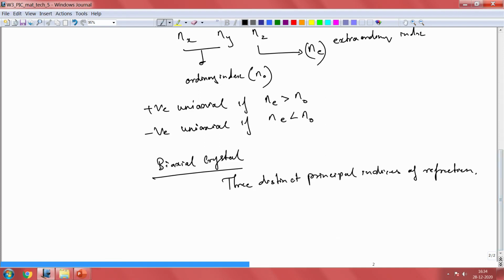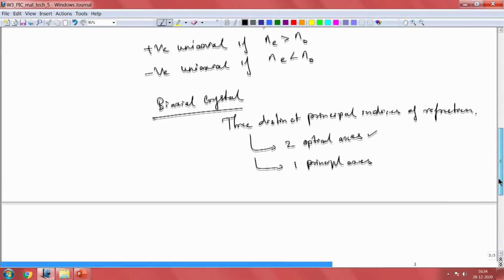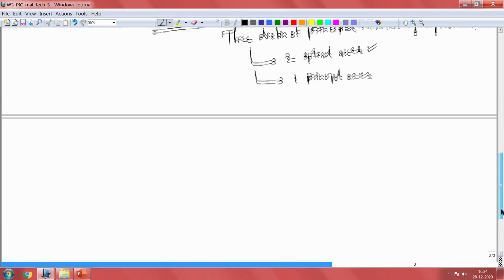And out of this we have 2 optical axes, right, and then we have one principal axis, okay. So, that is Z, right, and none of these 2 will coincide with any of the other principal axes here, right. So, that is what these biaxial crystals are about, right. So, they are all unique in nature, okay.